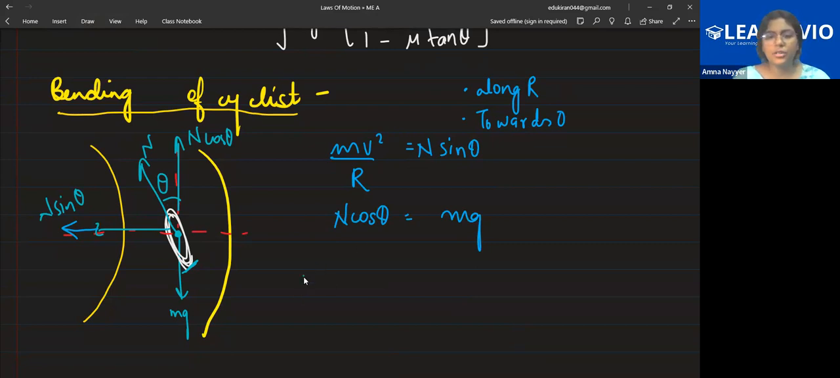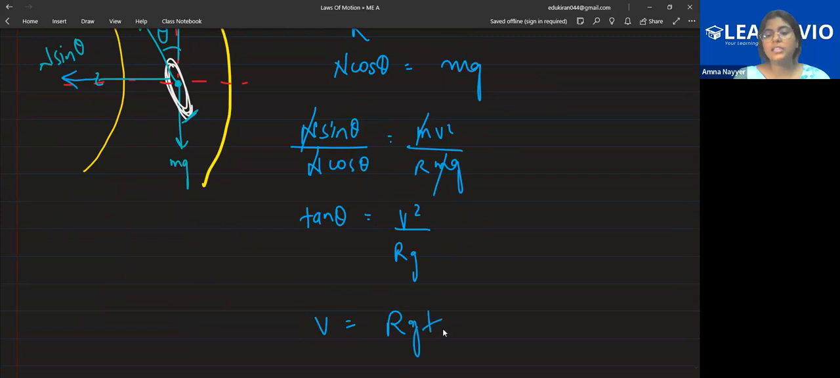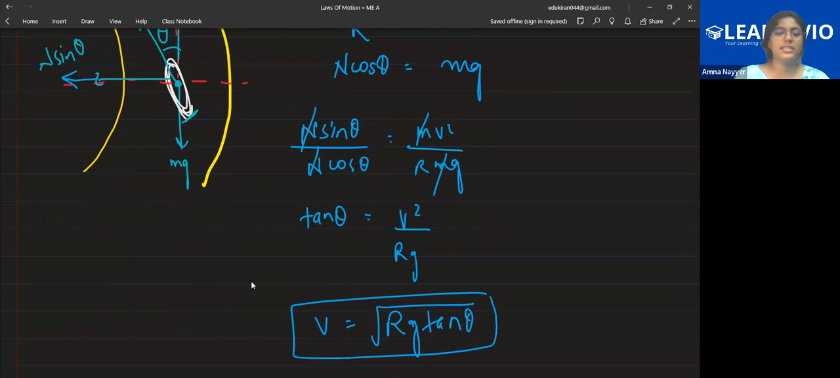We can take the ratio. What will the ratio be? N sine theta by N cos theta. From here we have mv square by r, and from here we have mg. So m cancelled and N cancelled. So we have tan theta equal to v square by r g. So v is equal to under root r g tan theta, and this will be the safe limit.